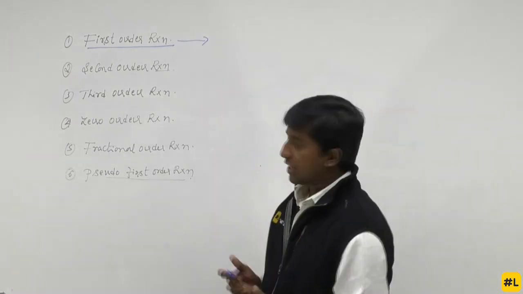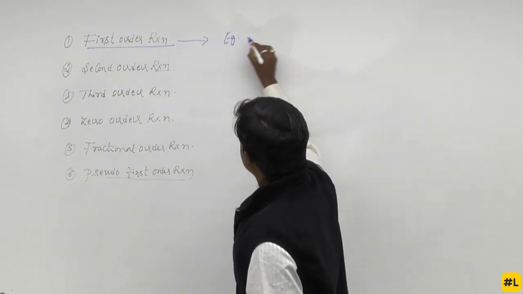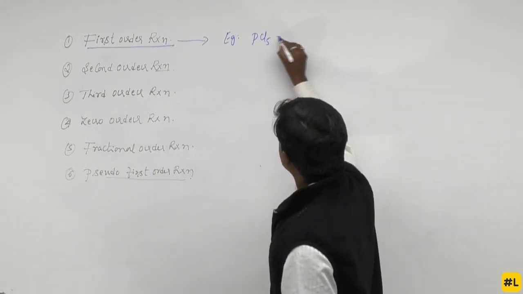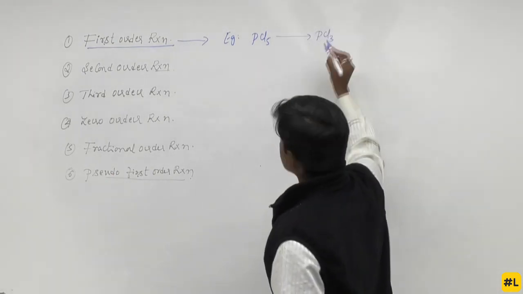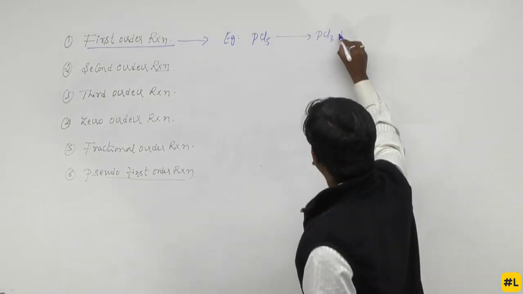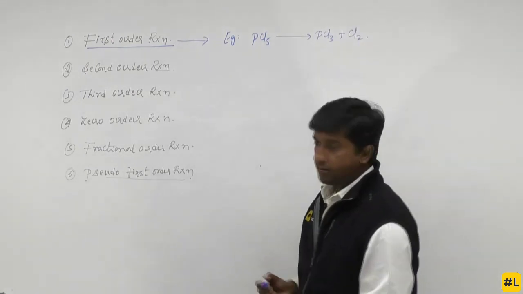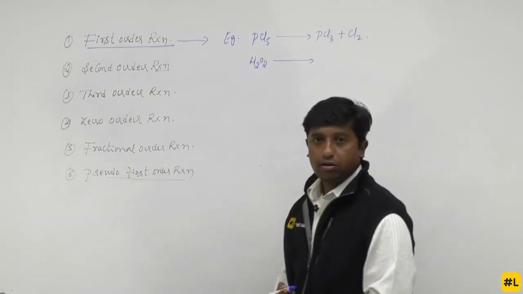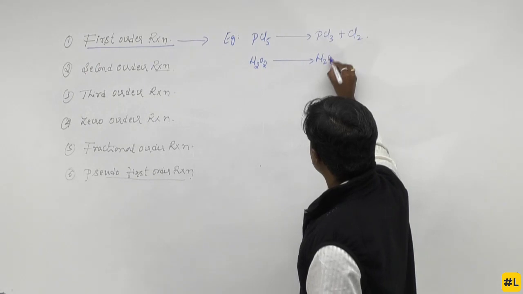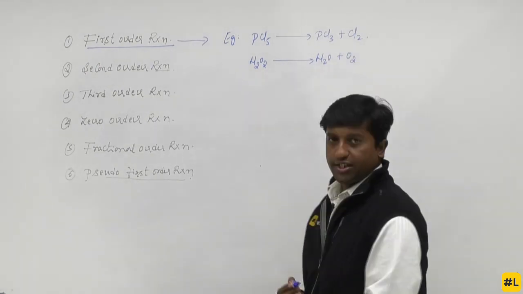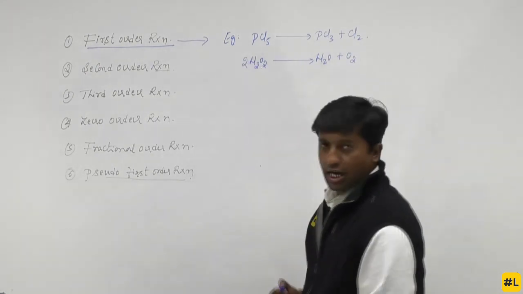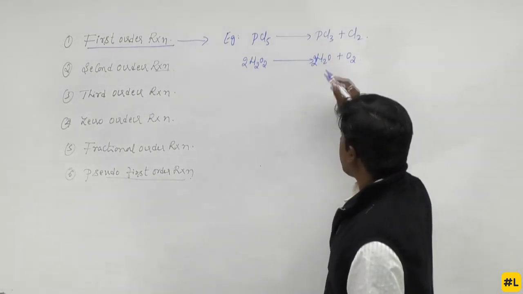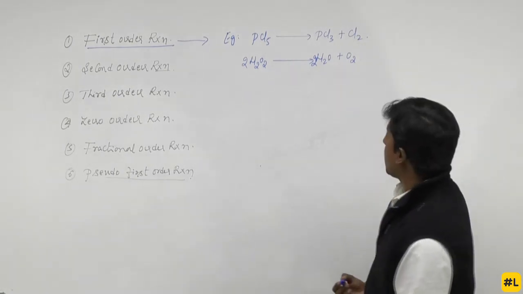If I take first order reaction, I take the example decomposition of phosphorus pentachloride. Phosphorus pentachloride decomposes to give phosphorus trichloride and chlorine. One more example I take, hydrogen peroxide. Hydrogen peroxide decomposes to give water and oxygen. So, to balance the equation, I am going to add stoichiometric coefficient 2. Here also, I am going to add 2. Now, the equation is balanced.